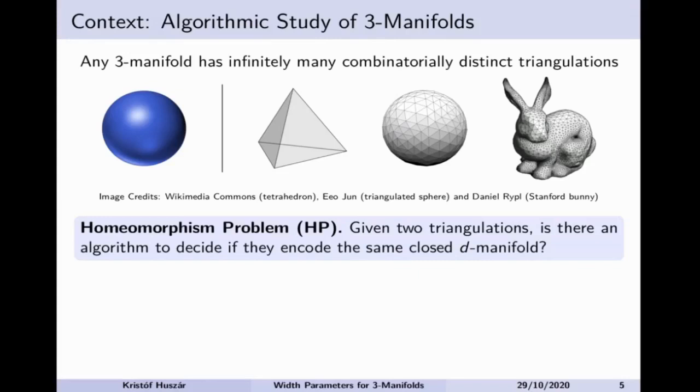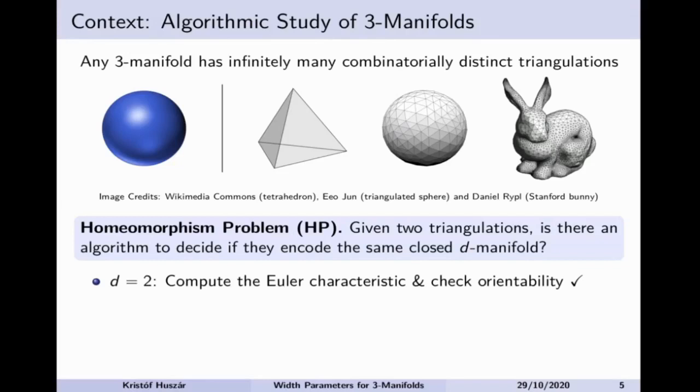And in fact, algorithmically deciding, for instance, whether two given triangulations are homeomorphic is a non-trivial problem. Now, having said that, there are striking differences between various dimensions. For instance, in dimension 2, if you have two triangulated surfaces, and you would like to decide whether they are homeomorphic, you just compute the Euler characteristic, check the orientability, and you're done.